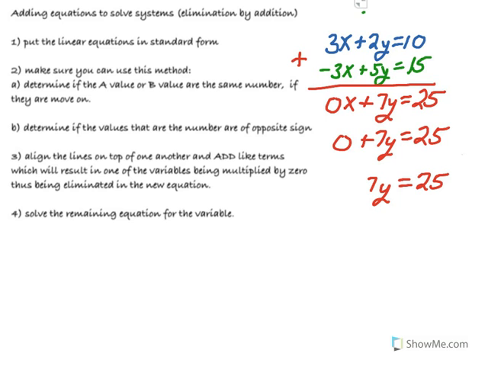The next step is to solve the remaining equation, the new equation, for the variable that's remaining, which in this case is y. To do this, we're going to divide both sides by 7 and get y is equal to 25 over 7. Please pause the video and copy this into your notes.